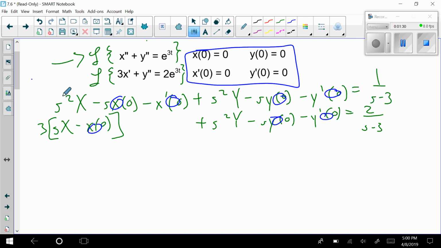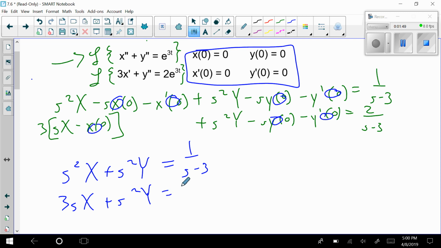So really what I end up having on the top equation is s squared big X plus s squared y equals 1 over s minus 3. And on the bottom I have a 3s big X plus s squared y equals 2 over s minus 3.